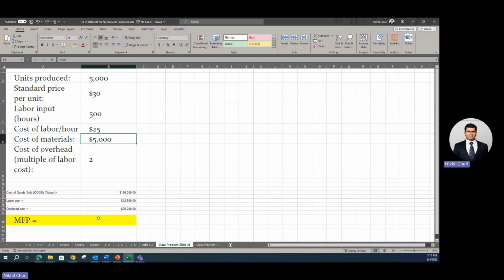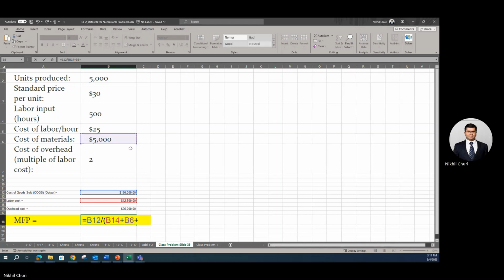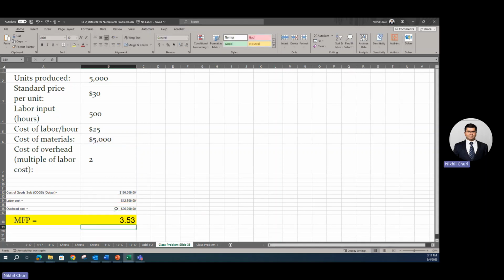So my multi-factor productivity, which I'm supposed to calculate as part of this problem, will be equal to the total output, which is 150,000, divided by, again, I'll use brackets. First is the labor cost, B12, plus cost of materials 5,000, B6, plus overhead cost. That gives my multi-factor productivity as 3.53. So that's my answer.